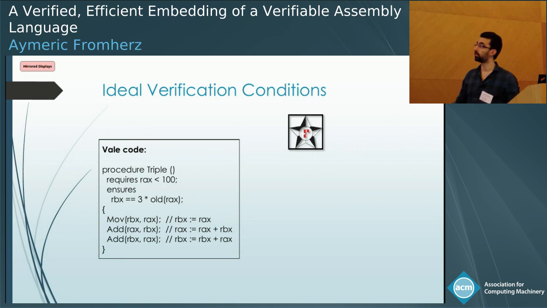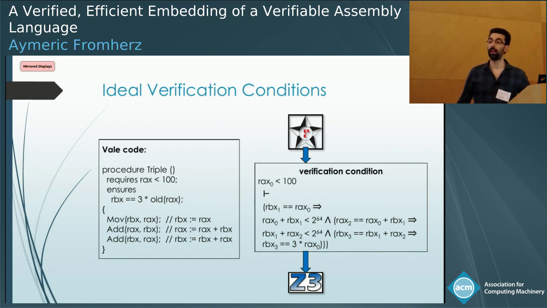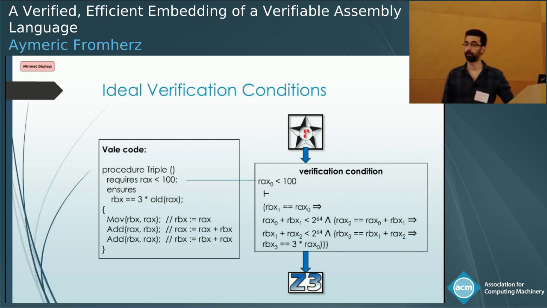So ideally, we would want F-star to take this program, generate a nice and simple verification condition, and then pass it to Z3. And here, nice and simple means the following. We would first assume the precondition, namely that RAX is smaller than 100, and we would then execute the program written by the user to get a final state. So first, this move instruction, stating that RBX is set to a previous value of RAX, and then there's 2 add instructions that have as a precondition that the addition shouldn't overflow, meaning the sum should be smaller than 2 to the power of 64.